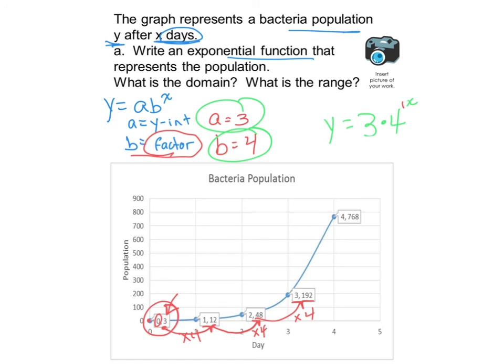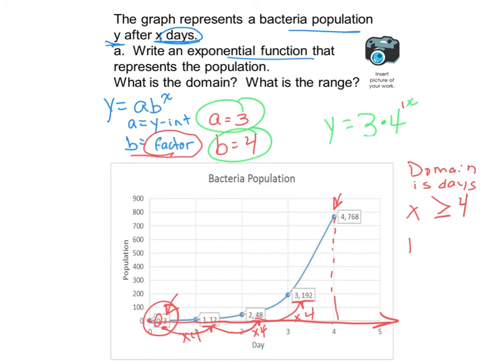Okay, so now let's look at the domain. Domain is x. X is the number of days. Number of days has to be a positive number, so we're looking at our x values, going this way. How far to the right can it go? It could go to infinity, but it doesn't because it stops right here. So right here is where it stops. Your x is greater than or equal to 4.